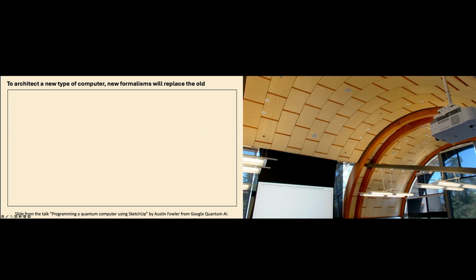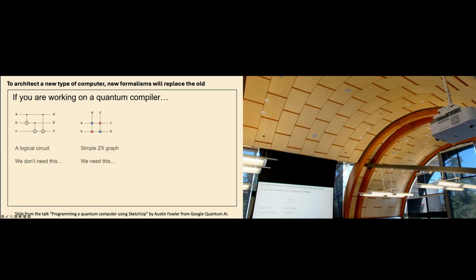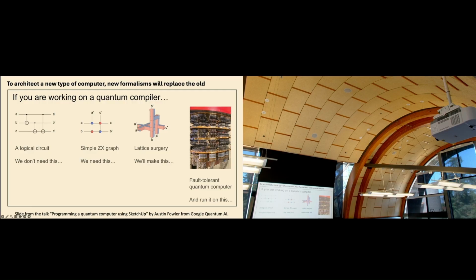So I guess a big picture slide that I've borrowed from Austin Fowler from Google Quantum AI, he posted these slides publicly. On this slide he wrote, if you are working on a quantum compiler, we don't need this, a logical quantum circuit. We need this, which is a simple ZX calculus graph. We'll make this, which is lattice surgery. So they automatically compile these very complicated looking 3D diagrams for quantum error correction, and they'll run it on their quantum computing hardware, which is in California.